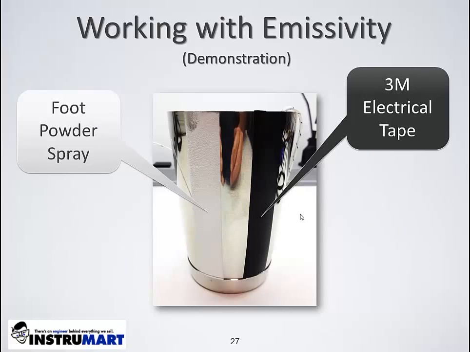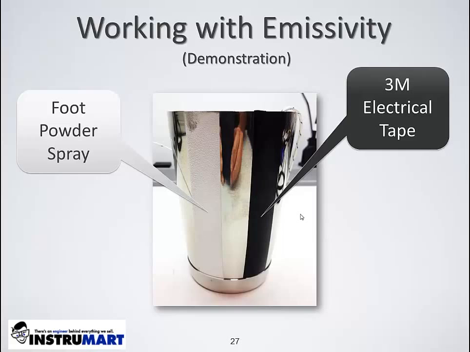Let's return to my stainless steel cup demo. To improve my imaging and measurement results, I will apply two temporary coatings to my stainless steel cup. I will apply 3M electrical tape and a strip of foot powder spray. Now, from the emissivity tables, I know that my 3M electrical tape has a high emissivity value of 0.95. I'm not certain, though, of the emissivity value of my foot powder spray. However, I do know from a visible perspective that the foot powder is less reflective than stainless steel. And generally, it should be less reflective in the IR spectrum.